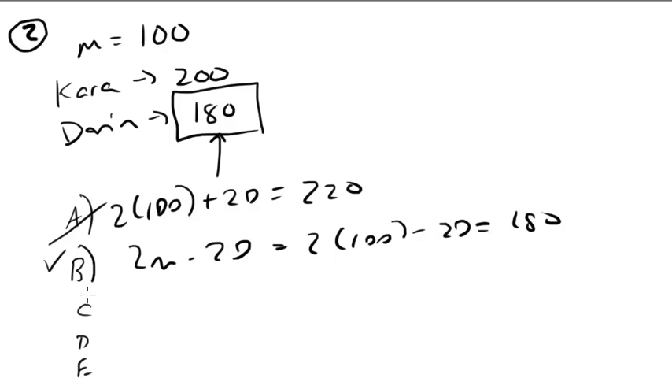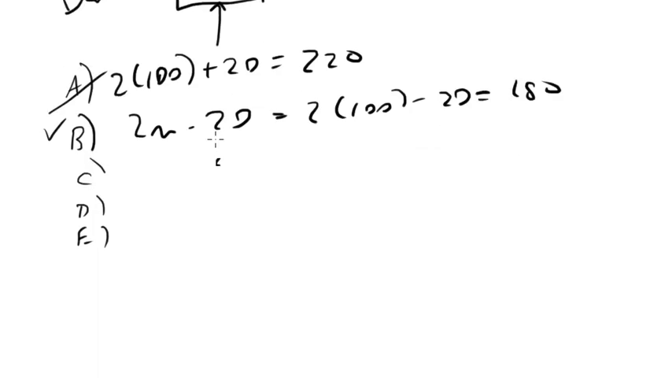Now, we would check C, D, and E. I'm not going to, but you'll see if you check C, D, and E, they're all not going to work with these numbers. If they did, if you got more than one, if you got C and B, you just plug in a new set of numbers. Alright, so that is the plug-in method.